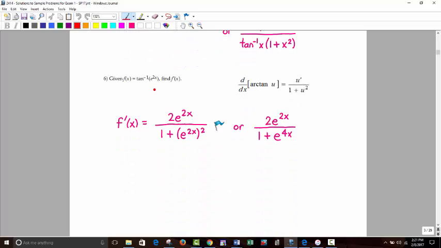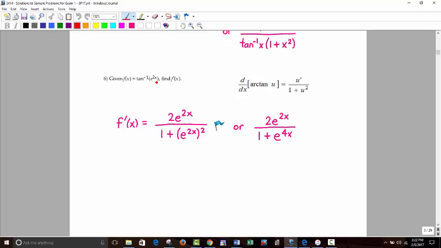Number 6. We have tan inverse of e to the 2x, so the tan inverse is the primary function we're differentiating here. And so the u is e to the 2x, and the derivative for e to the u is just e to the u du. So the derivative of 2x is 2, so I just put that in front.